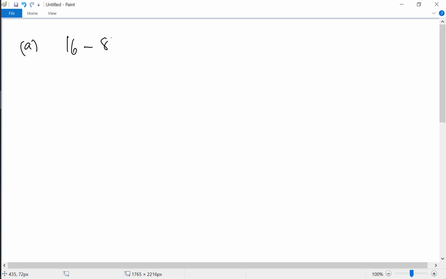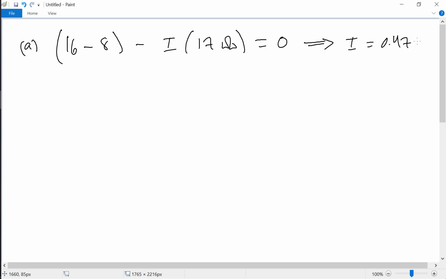So 16 minus 8 is going to be our total EMF, minus current times our total R, which is 17 ohms, equals 0 because we go in a complete loop. I'm going to solve this for current, and I get 0.47 amps, which is about 470 milliamps. And sure enough, that is counterclockwise.